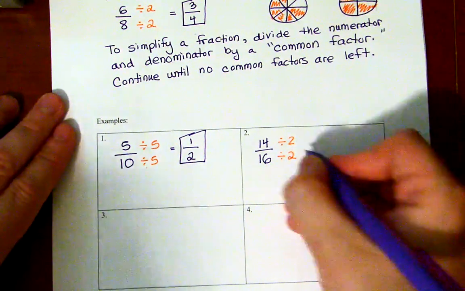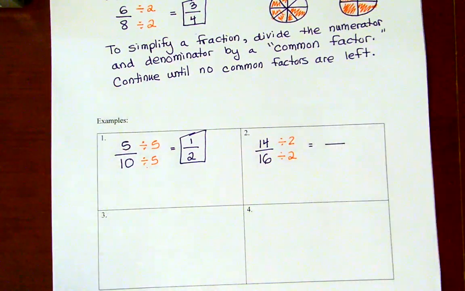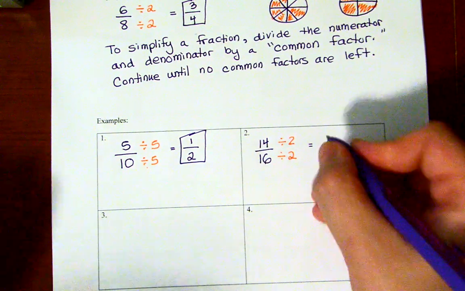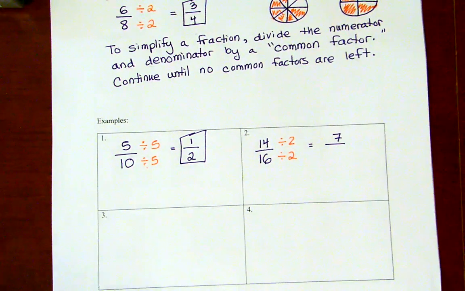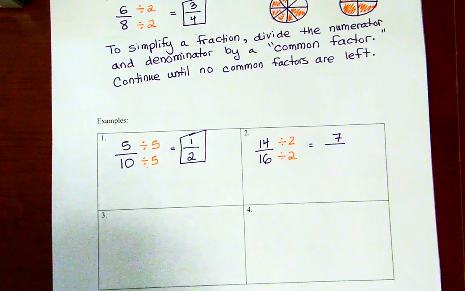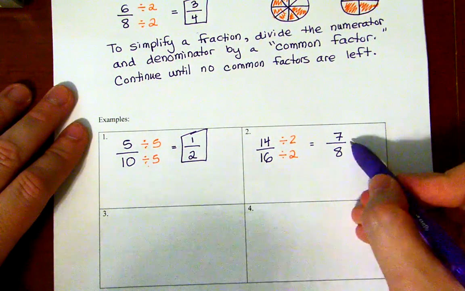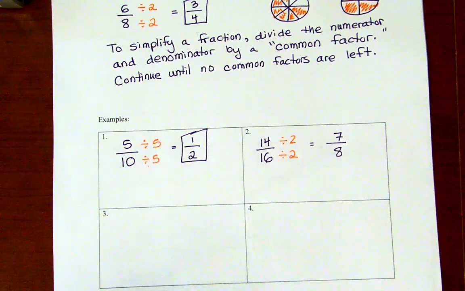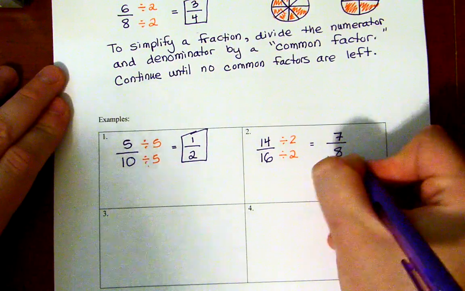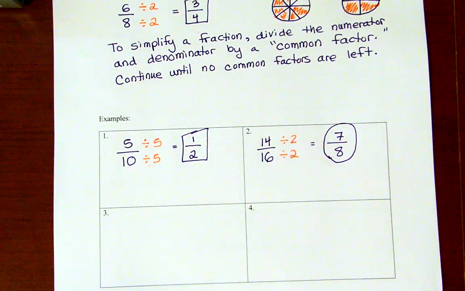14 divided by 2, that's going to give me 7. And 16 divided by 2, that's going to give me 8. Is there anything we can divide 7 and 8 by? No, we're done. 7 over 8, that's the final answer.